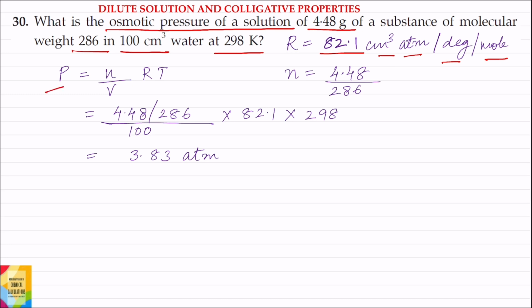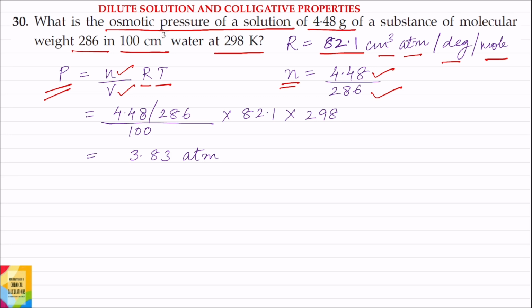Formula for osmotic pressure is osmotic pressure, that is P is equal to N divided by V into R into T. N है number of moles. Now number of moles is equal to weight of solute divided by molecular weight of solute. Weight of solute, that is 4.48 divided by molecular weight of solute, that is 286, will give the number of moles. R की value जो यूज कर रहे हैं इस क्वेश्चन में, that is 82.1.